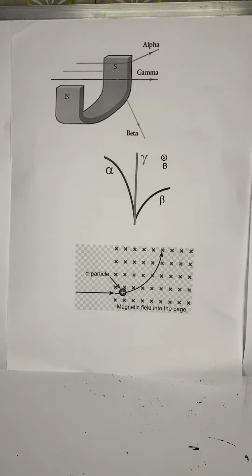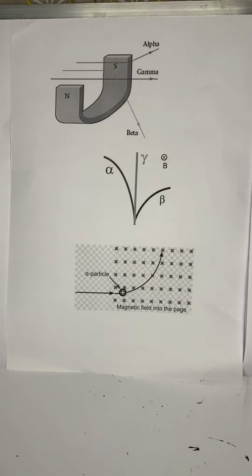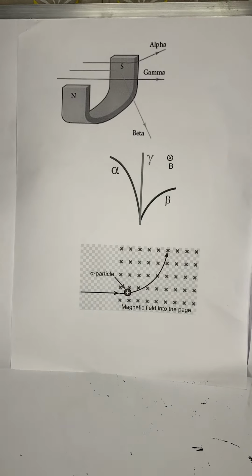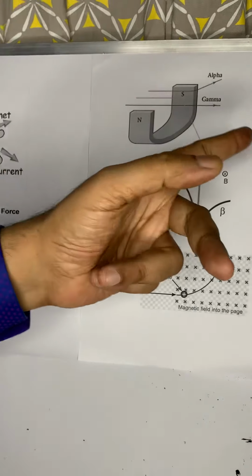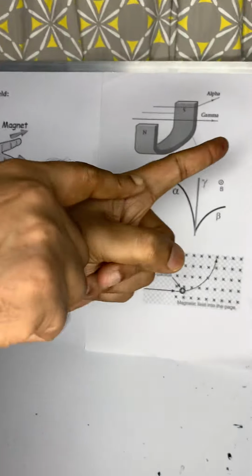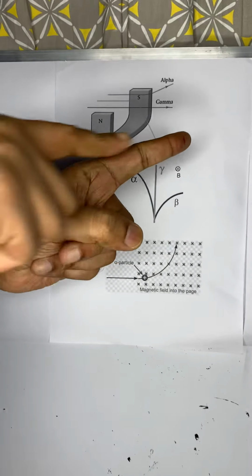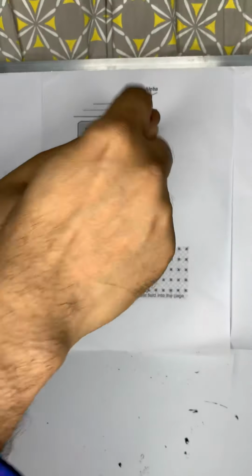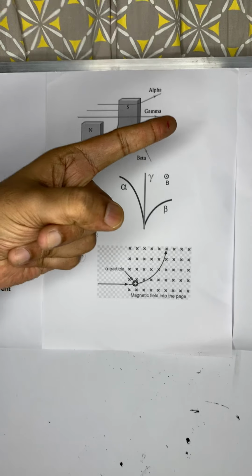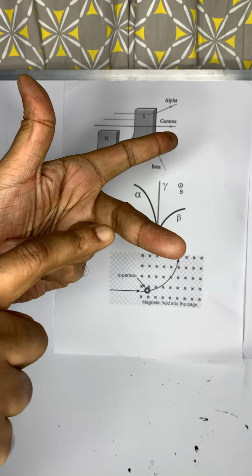You know, alpha particle is positively charged, beta particle is negatively charged, and gamma is uncharged. So in a magnetic field, N to S is always the direction of the magnetic field. Mind it, N to S is the direction of the magnetic field. Like I am keeping this forefinger along the direction of the magnetic field, because this finger represents the direction of magnetic field, and this finger represents the direction of the current.